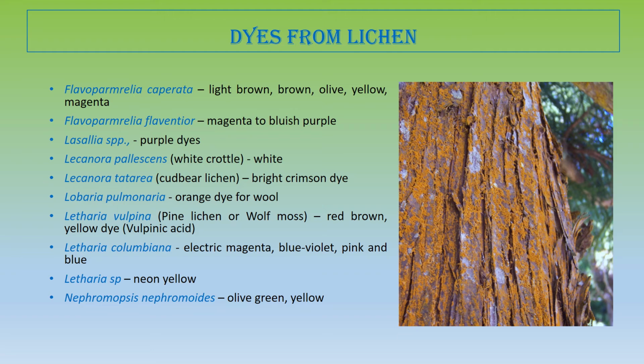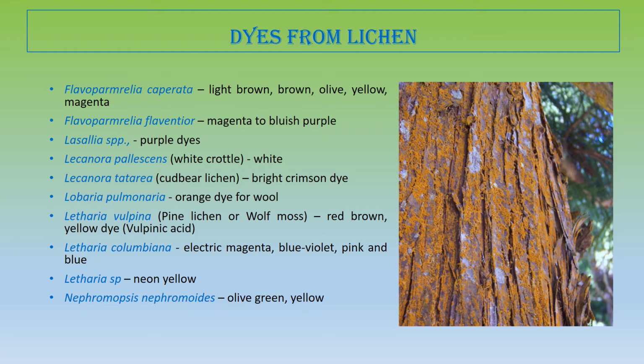But Letharia columbiana is found mostly in very dry regions like the Sonoran Desert and Baja California in Mexico, and this variety, Letharia columbiana, this fruticose lichen, is a source of a variety of colors like magenta, violet, pink, and blue.